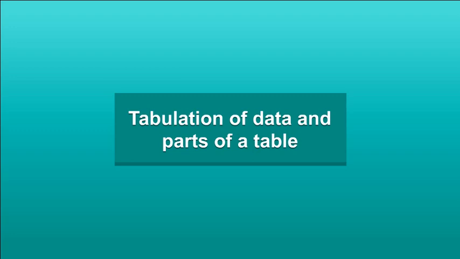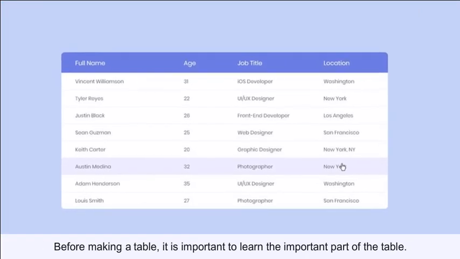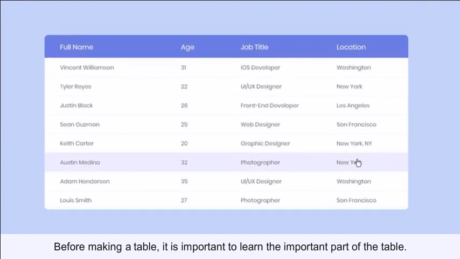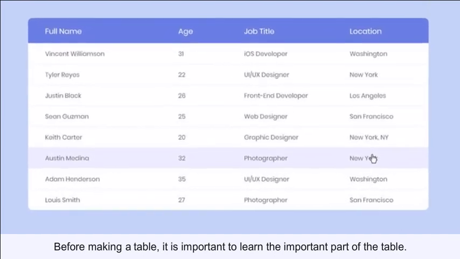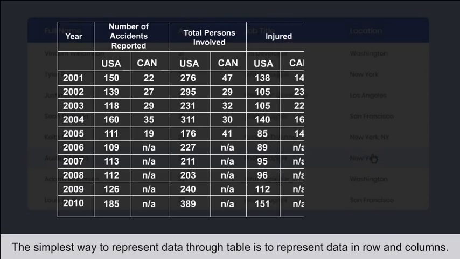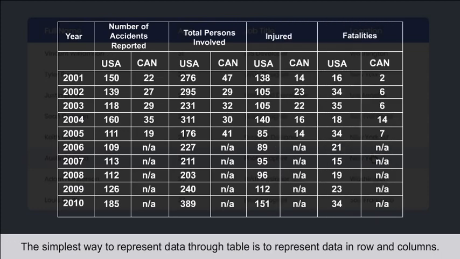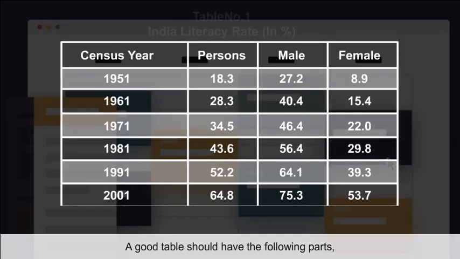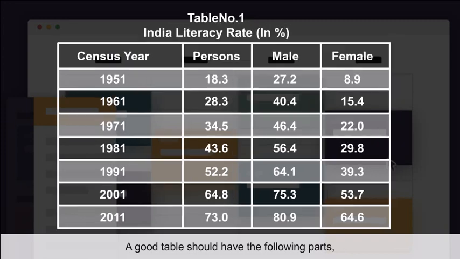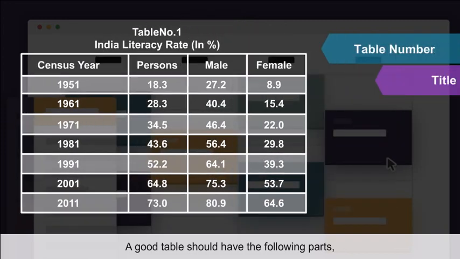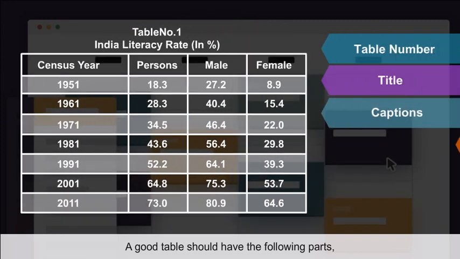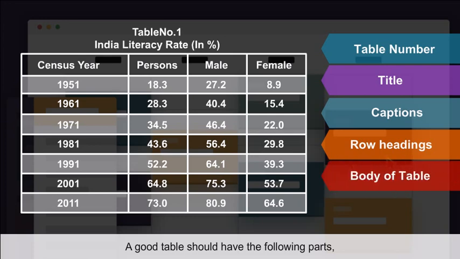Tabulation of data and parts of a table. Before making a table, it is important to learn the important part of the table. The simplest way to represent data through table is to represent data in row and columns. A good table should have the following parts: table number, title, captions, row headings, body of table, source.